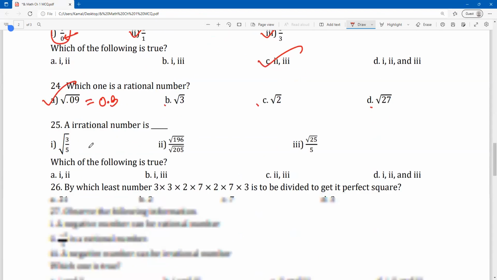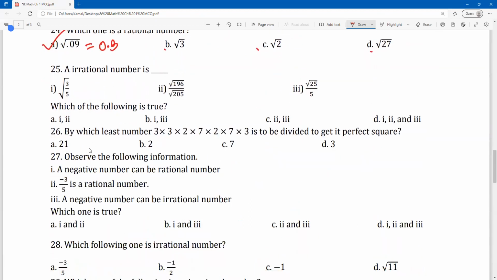Irrational number, definitely this is an irrational number. 196, review this one. The square root of 196 is 14, and the square root of 205 means 205, but here this is 5 by 5, that is 1. So on, this is irrational. After doing the simplification, this is a rational number. So the irrational numbers are 1 and 2.